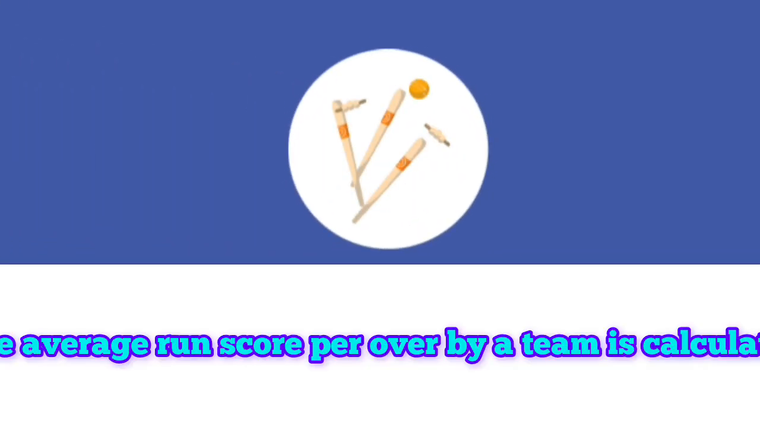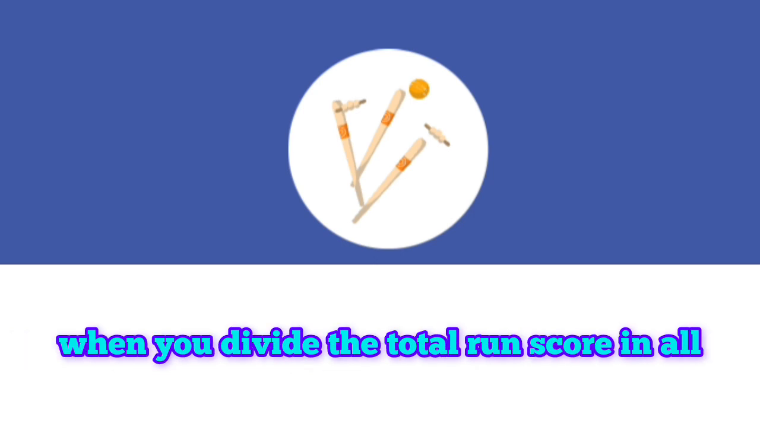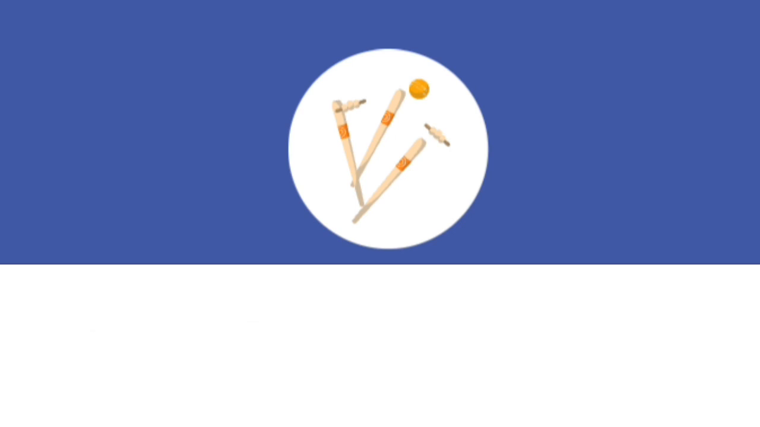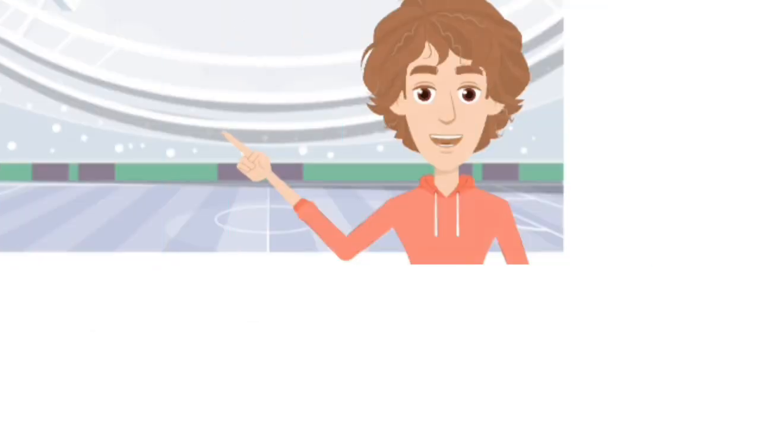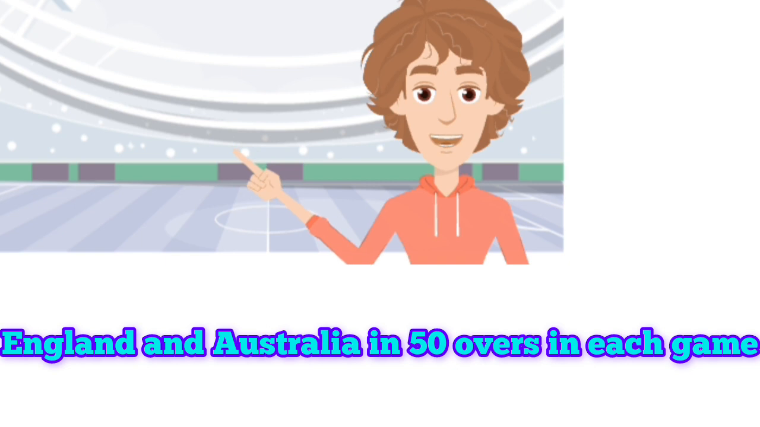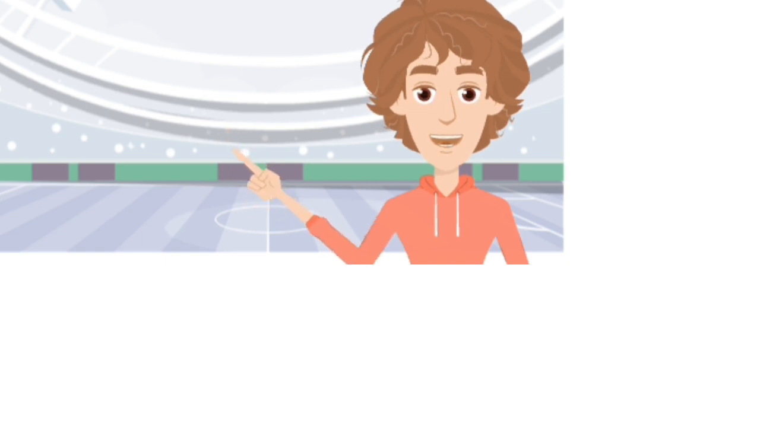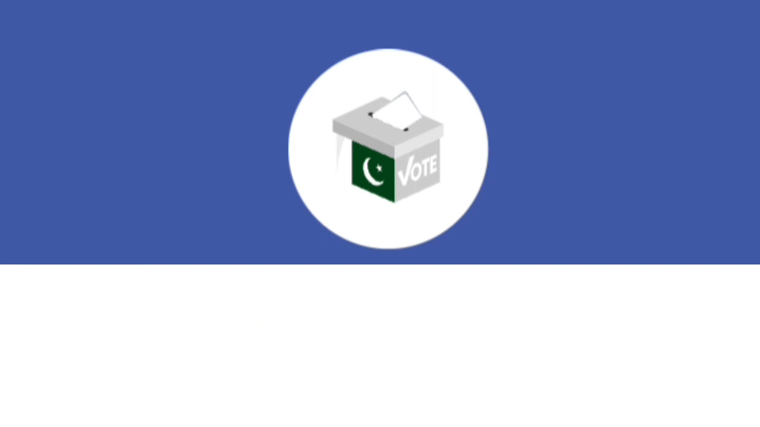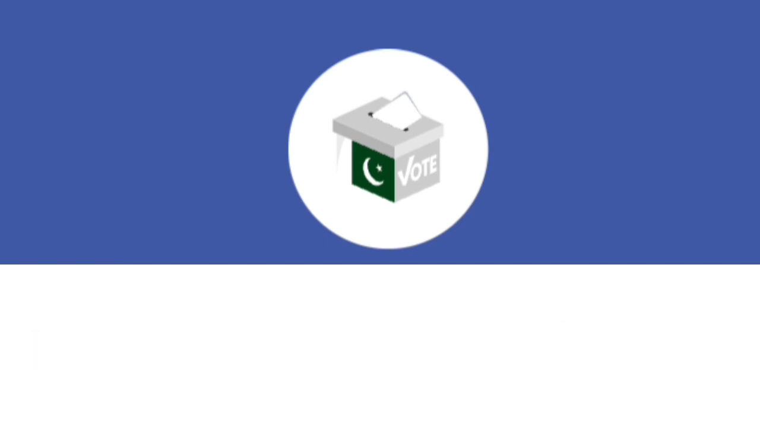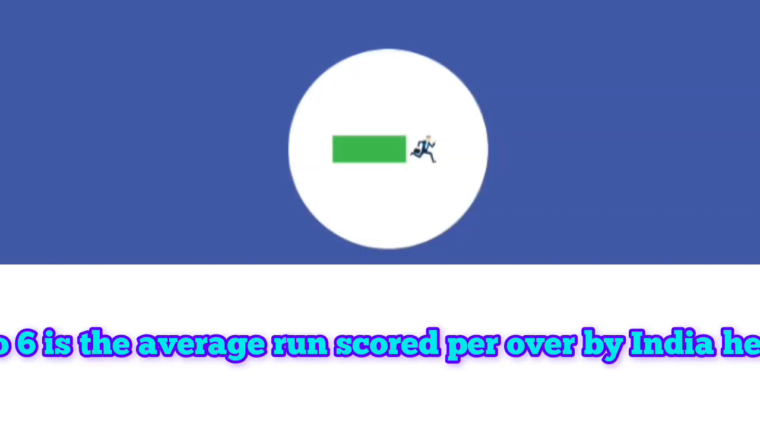The average runs scored per over by a team is calculated when you divide the total runs scored in all the matches of the tournament by the total number of overs played by that team. For example, if India scored 200, 300, 400 in 3 matches versus Pakistan, England and Australia in 50 overs in each game, then the sum of runs, 200 plus 300 plus 400 equals 900, will be divided by the total number of overs, 150. So 6 is the average runs scored per over by India here.